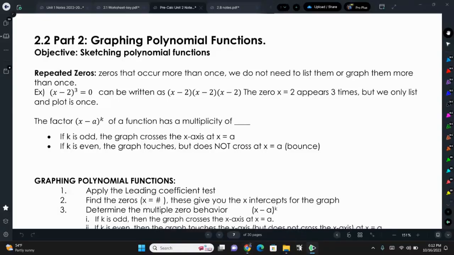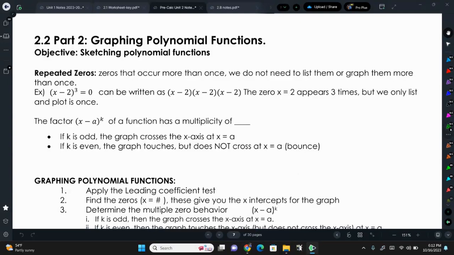Part 2 of section 2.2 is going to be talking about sketching polynomials. Earlier we talked about the end behavior of polynomials using the leading coefficient test, and then we wrote polynomials based on their zeros. And now we're going to go in the other direction where we have a polynomial. We're going to find the zeros and then draw a sketch.